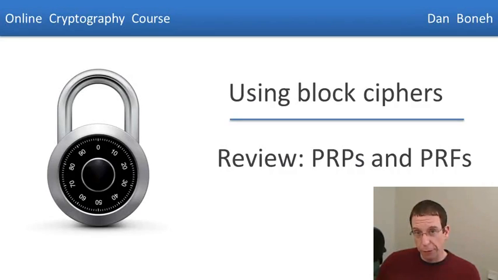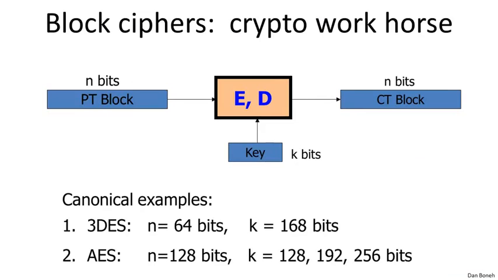Now that we know what block ciphers are and we know how to construct them, let's see how to use them for secure encryption. But before that, I want to briefly remind you of an important abstraction called a pseudo-random function and a pseudo-random permutation. As we said in the last module, block ciphers map n bits of inputs to n bits of outputs, and we saw two examples of block ciphers, triple DES and AES.